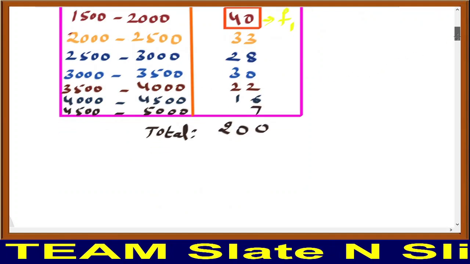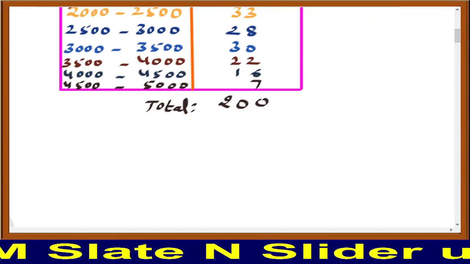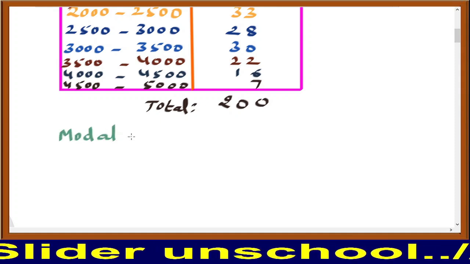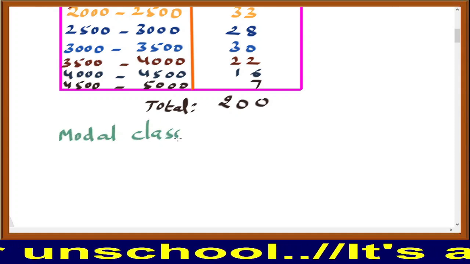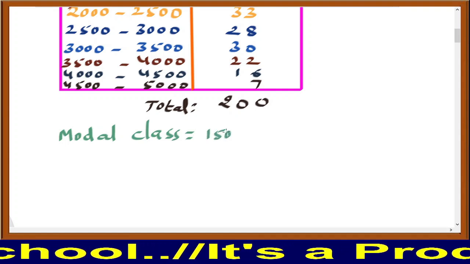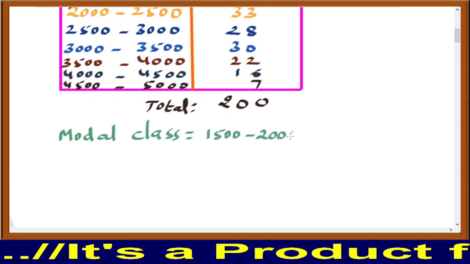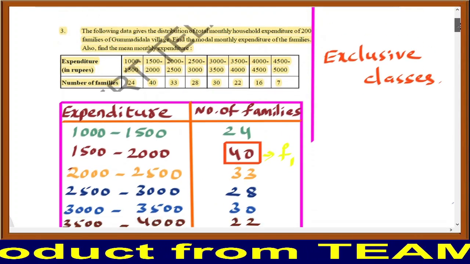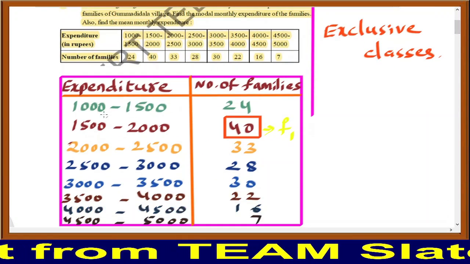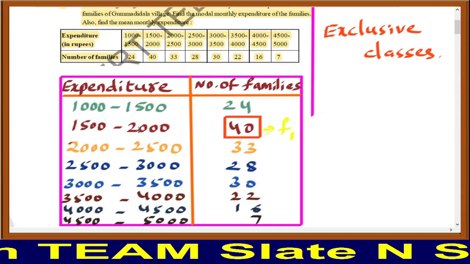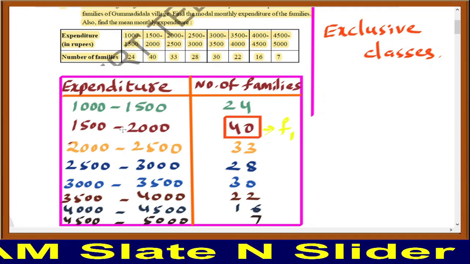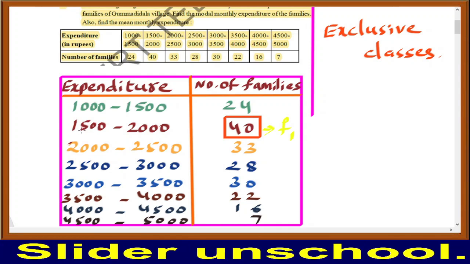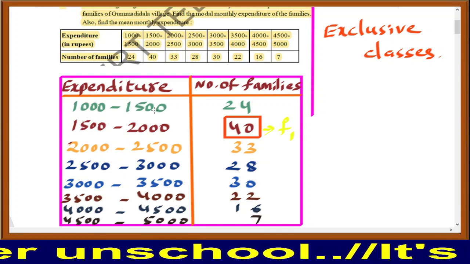called the modal class. So, write the modal class: I will write modal class equal to 1500 to 2000. For this modal class we have to observe its preceding class. The preceding class of this modal class is 1000 to 1500.